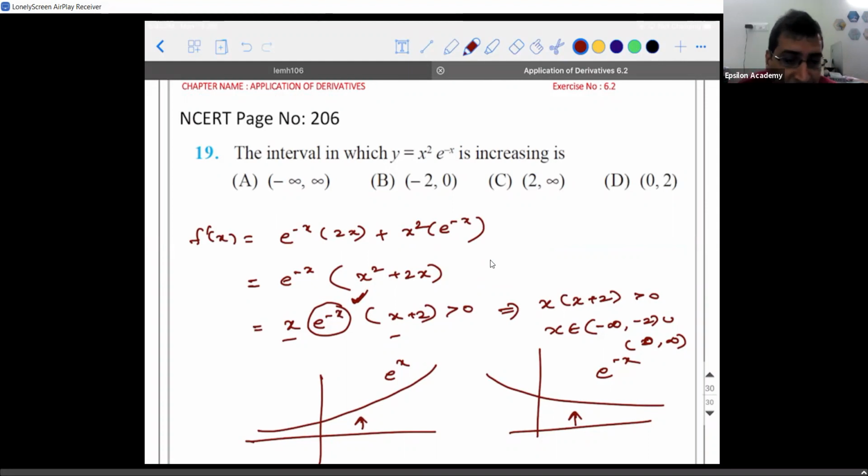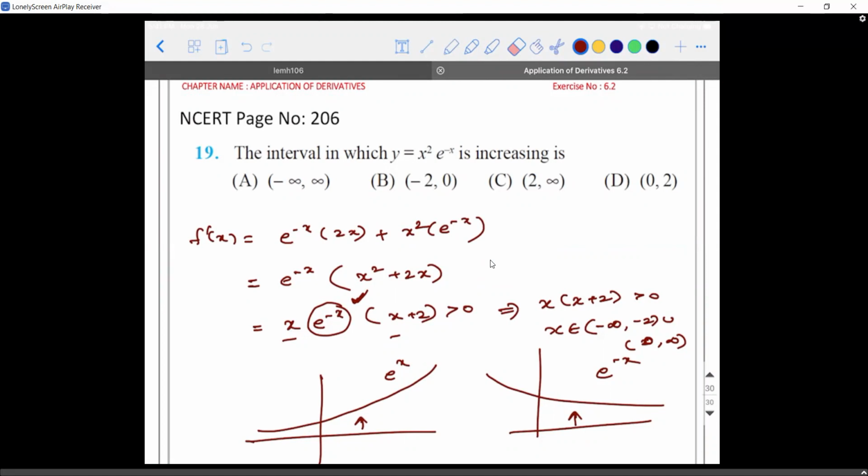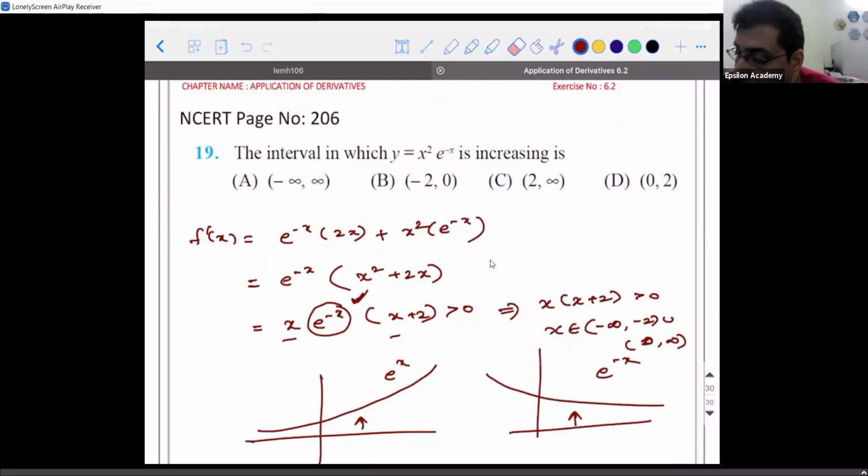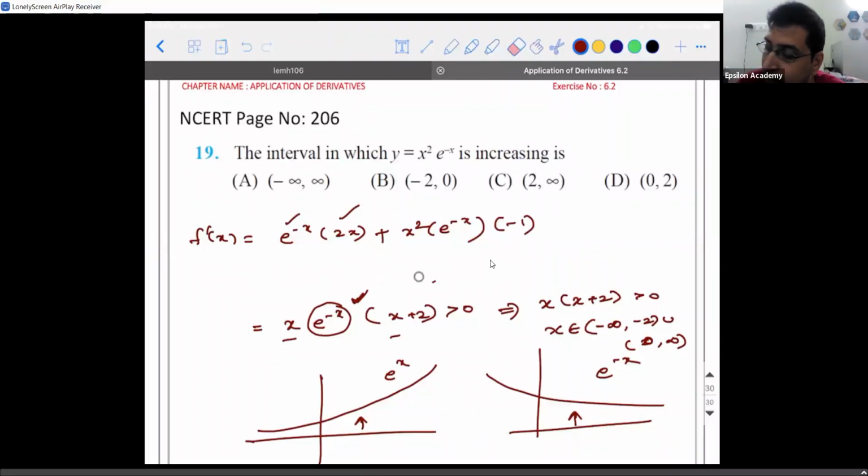Yeah, I made a mistake. Sorry. Can someone correct my mistake? The mistake is there in the first step itself. Minus e power minus x, sir. I forgot to differentiate minus x. So e power minus x into 2x, derivative of x square, plus x square into e power minus x into derivative of this, which is minus 1. I forgot to do this.